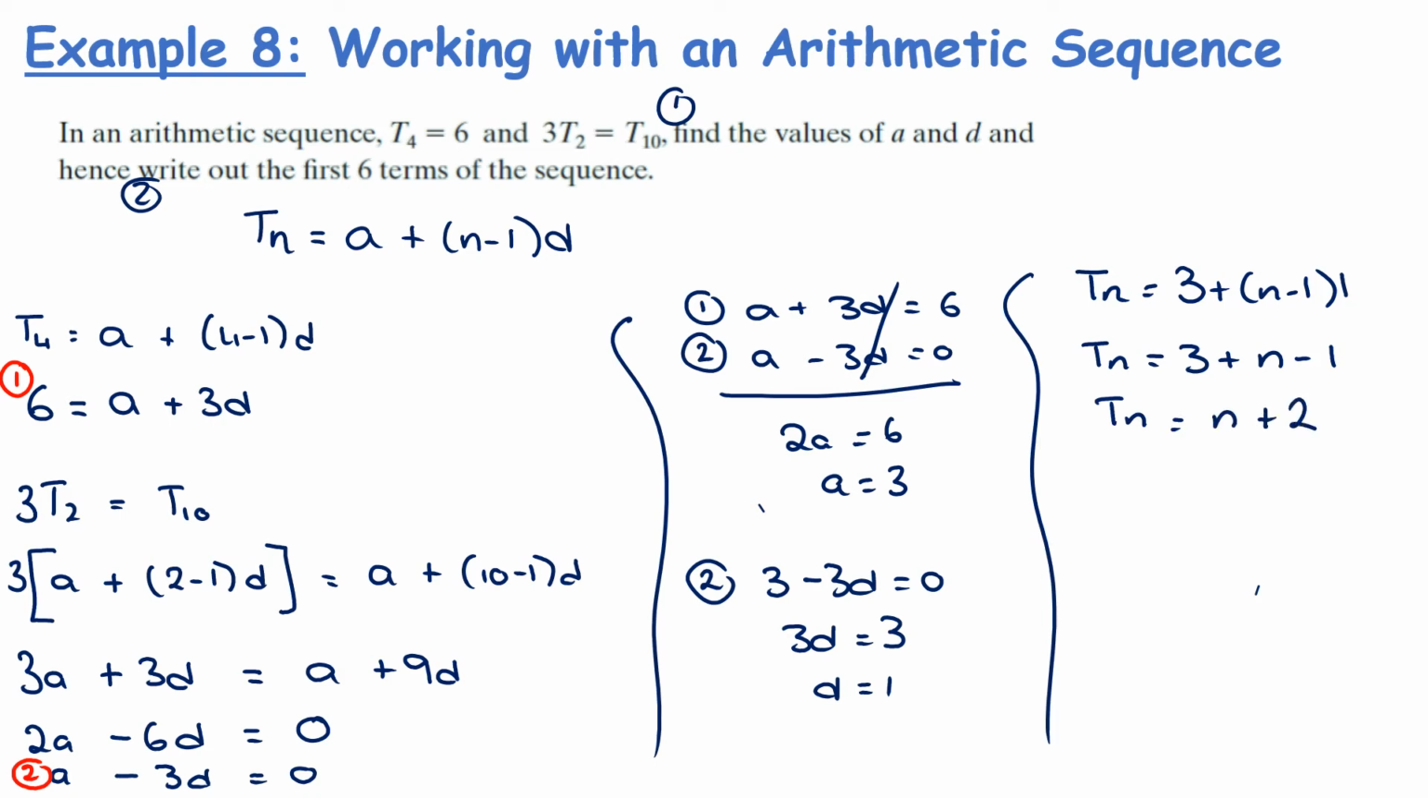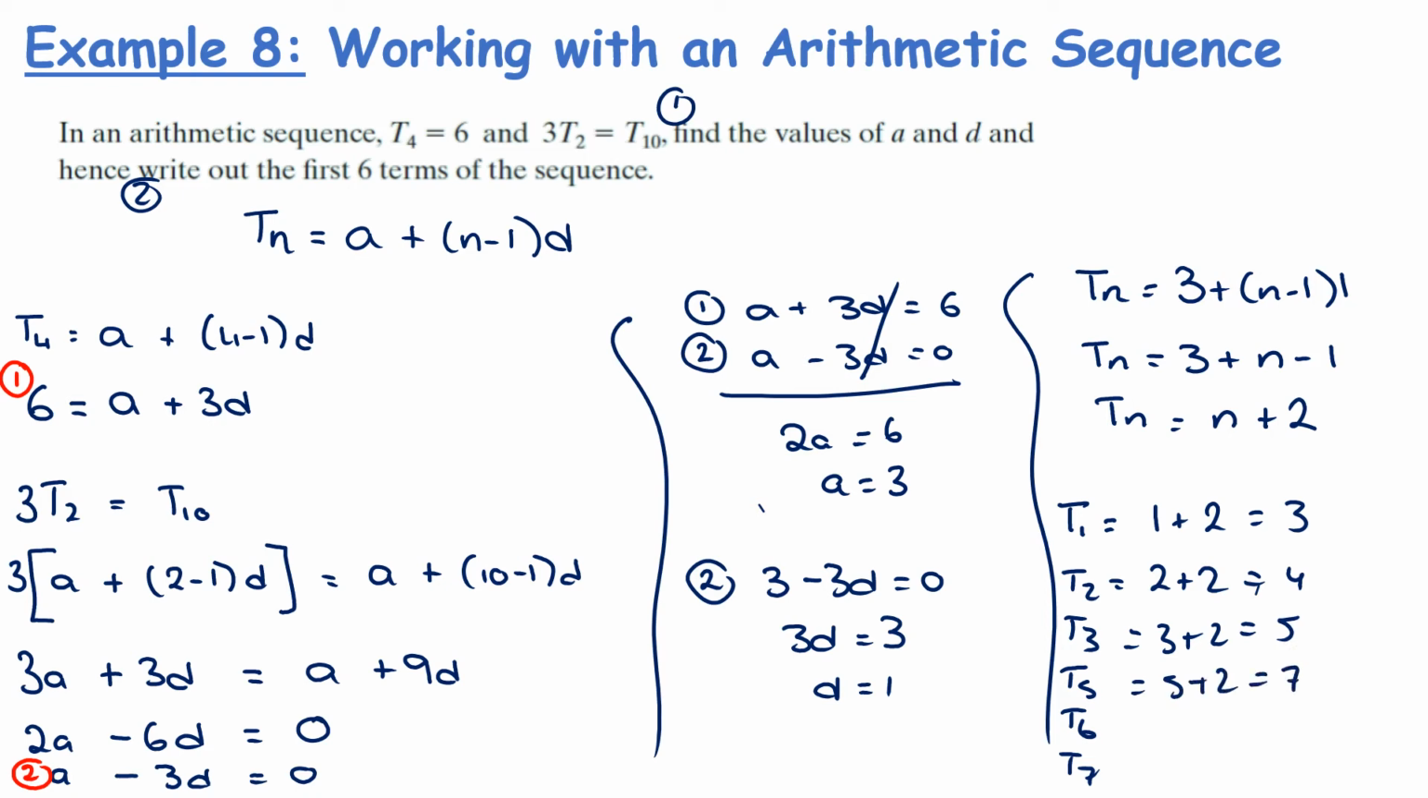They then wanted me to write out the first 6 terms of the sequence. So I'm going to write T1, and I'm going to have 1 plus 2, which is 3. T2, which is 2 plus 2, which is 4. And T3, I'm going to write them all out. 3 plus 2 is 5. 5 plus 2 is 7. 6 plus 2. I've missed T4. That's what I've done. Apologies. I'm going to have to squeeze this in here. T4: 4 plus 2 is 6. And 7 plus 2 is 9.